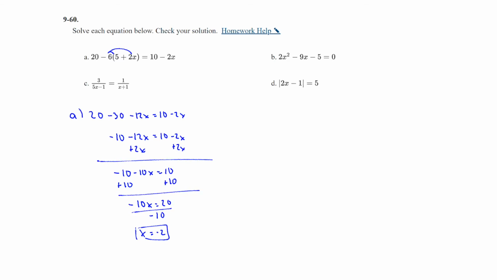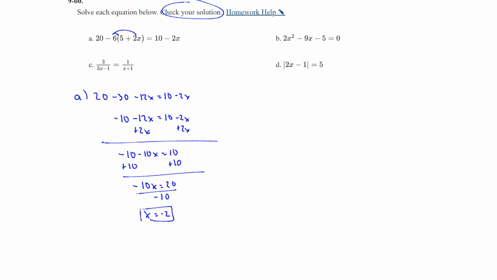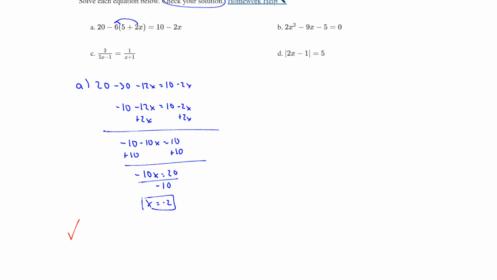And it does say check your solutions on here. I'm not going to go through and check every single one of these, but what you would need to do to check your solution is to plug negative 2 back into the original equation. 20 minus 6 times 5 plus 2 times negative 2 is equal to 10 minus 2 times negative 2. So this would be 20 minus 6 times 5 plus negative 4, which would be 1. And then this would be 10 plus 4. So 20 minus 6 is 14. 10 plus 4 is 14, so it checks.